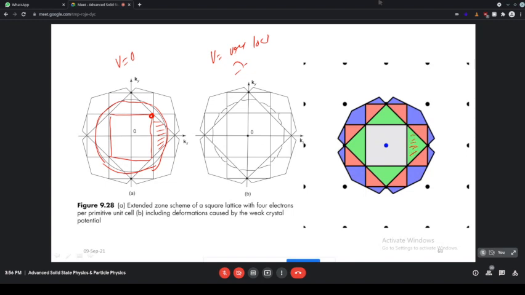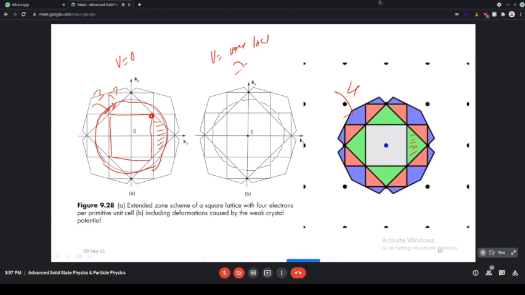This is the second Brillouin zone. This lies in the second Brillouin zone, and these are the portions of the third Brillouin zone. These are going into the third Brillouin zone also. Even these are crossing into the fourth Brillouin zone. Therefore, if you draw for the tetravalent metal, the Fermi surface will cross the first Brillouin zone.